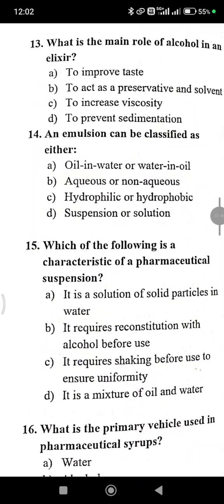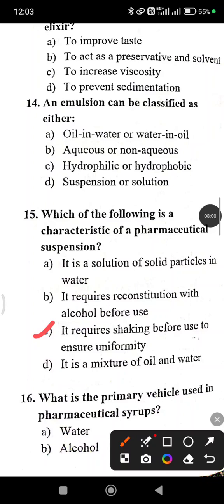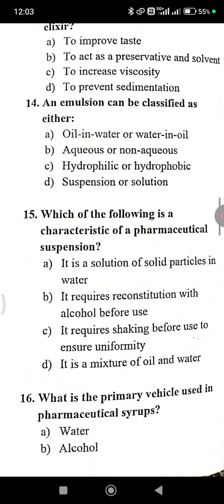Which of the following is a characteristic of a pharmaceutical suspension? It is a solution of solid particles in water. It requires reconstitution with alcohol before use. It requires shaking before use to ensure uniformity. It is a mixture of oil and water. So the right answer of this question is option C, that it requires shaking before use to ensure uniformity. That is question number 16.